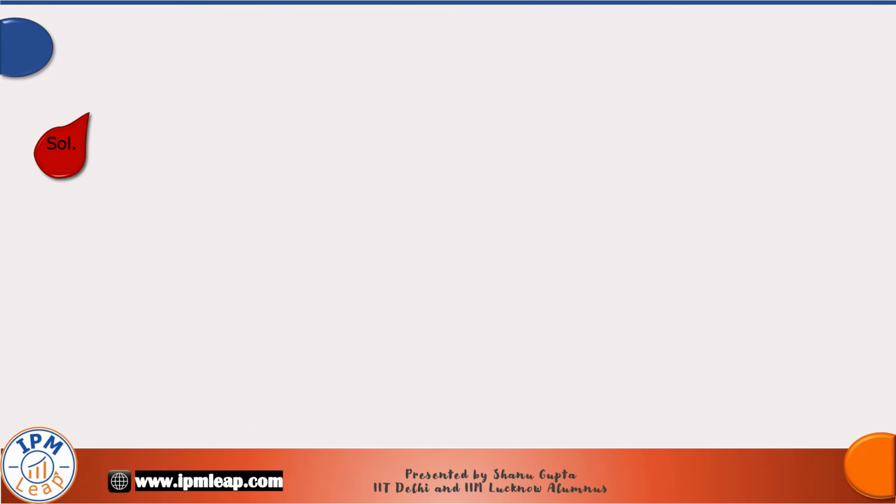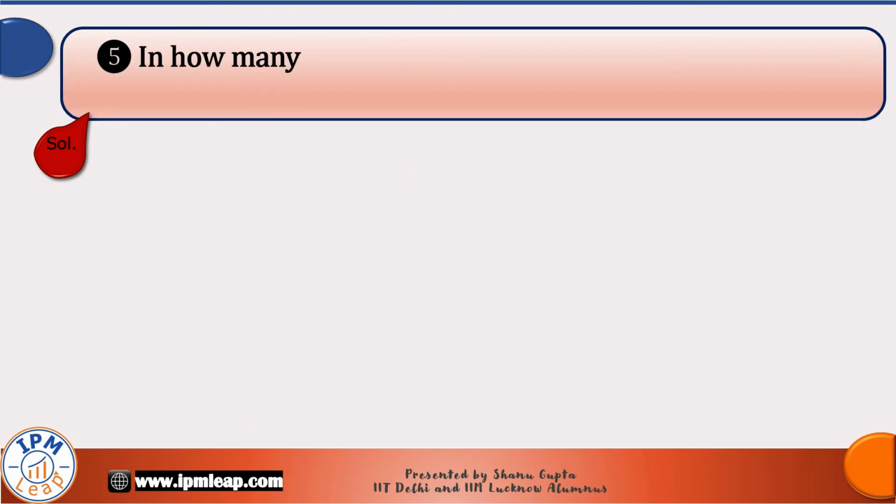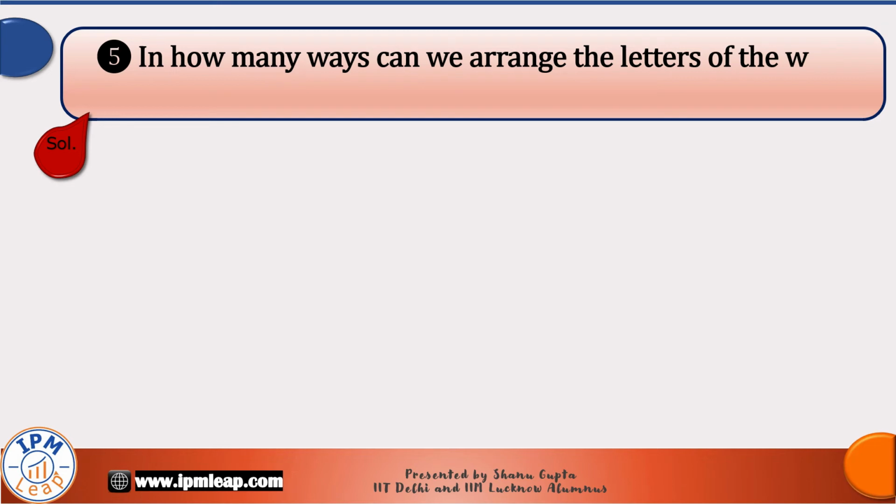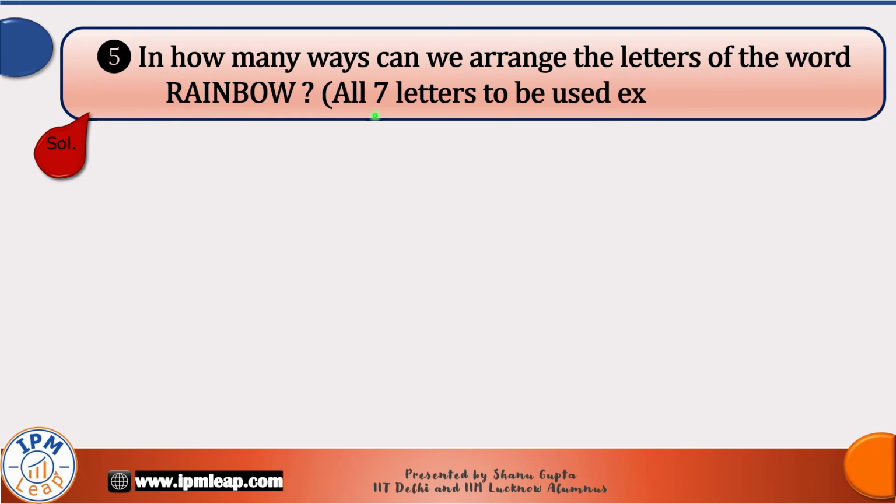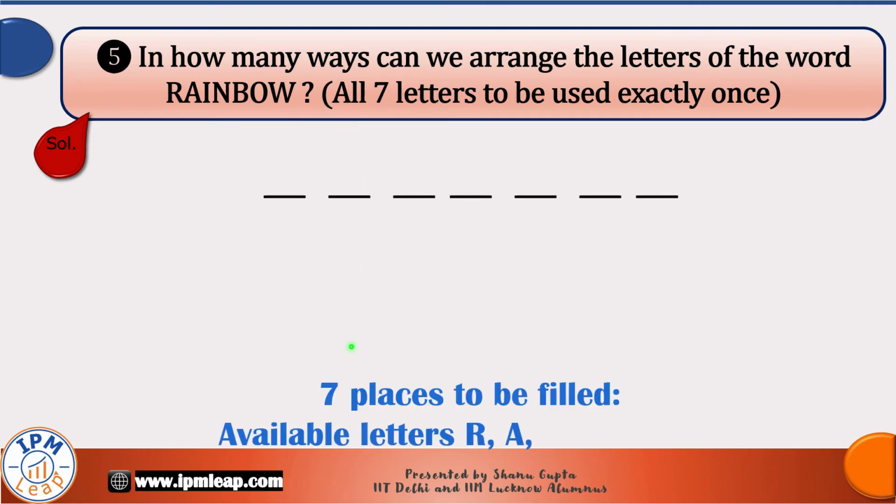And finally, let's learn the most important application of factorials, which is counting the number of arrangements or permutations through the following question. In how many ways can we arrange the letters of the word rainbow? All 7 letters to be used exactly once. So it is clear from the question that the letters of the word rainbow are to be arranged among themselves. How many letters in all? 7. 7 colors of the rainbow and 7 letters in the word rainbow, right?